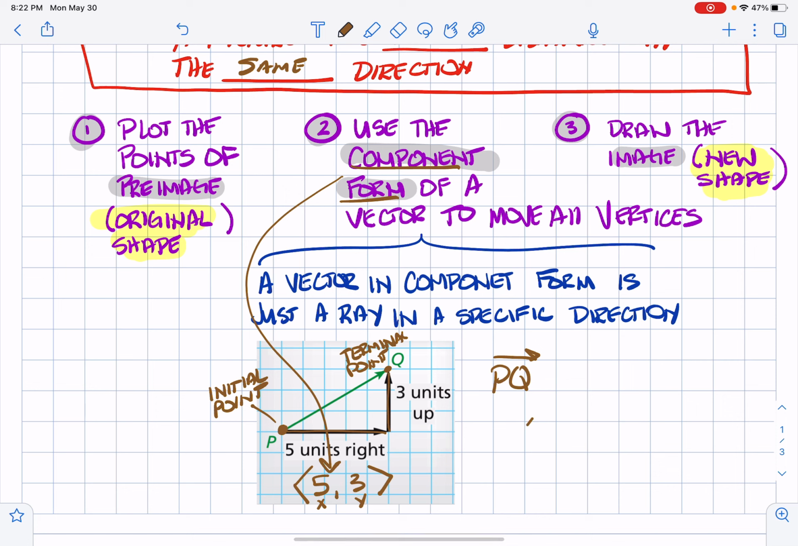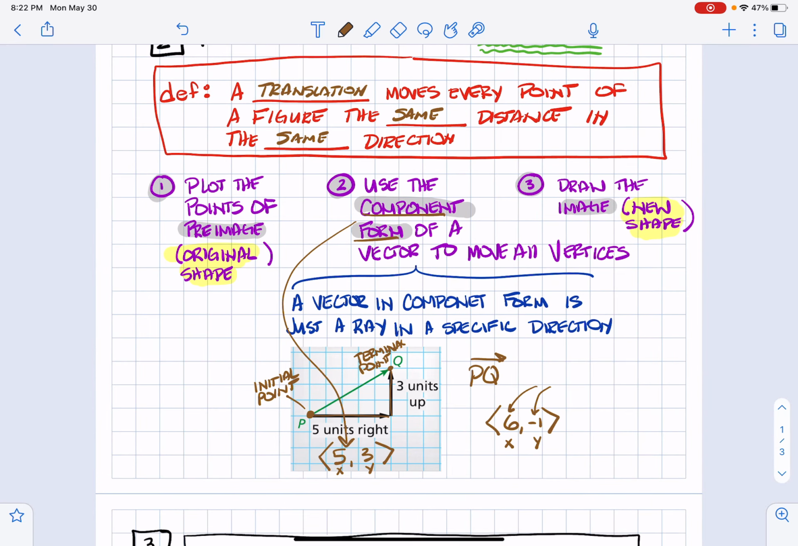So if I gave you a vector that was like this, 6 comma negative 1, that would mean 6 units in the x direction, negative 1 unit in the y direction, and that would be a vector. This would be your initial point, and then negative 1 would be your terminal point, okay? That's everything you gotta know for box number 2. All right, here we go.